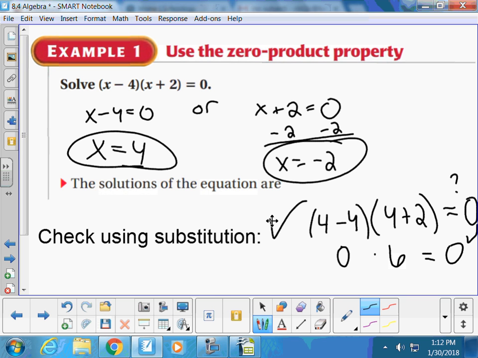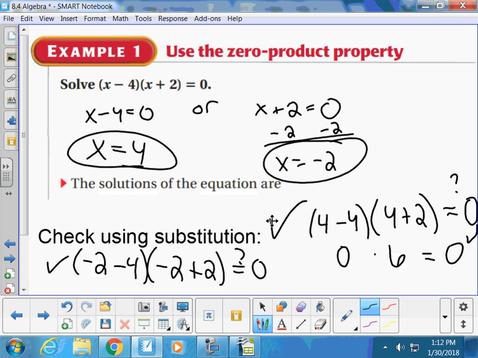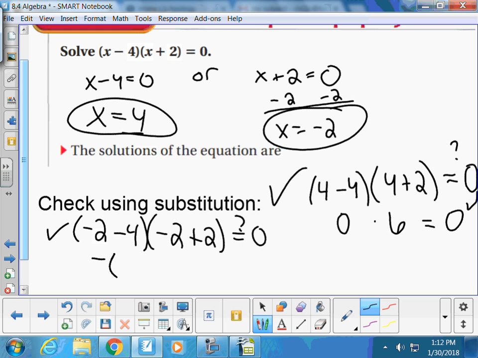Let's check the other solution. Let's check negative 2. Negative 2 minus 4 times negative 2 plus 2, and we're seeing if that equals 0. So negative 2 minus 4 is negative 6. Negative 2 plus 2 is 0. And it will equal 0. So that's awesome. Both of our answers work. Make sense?